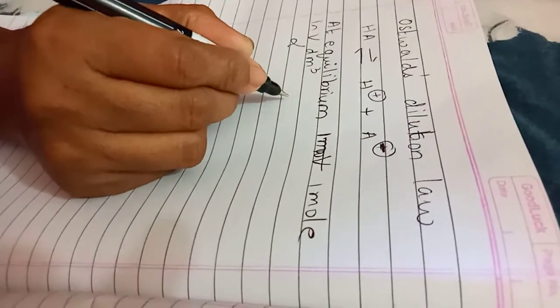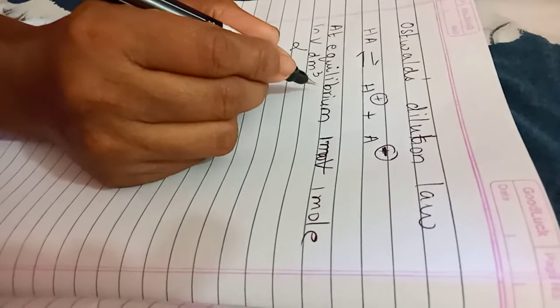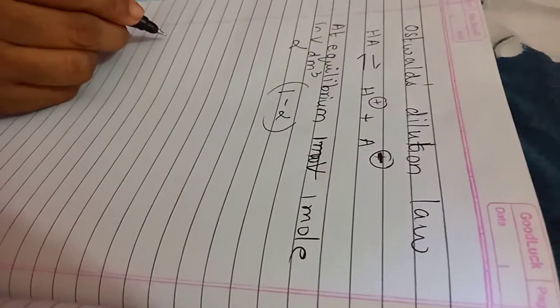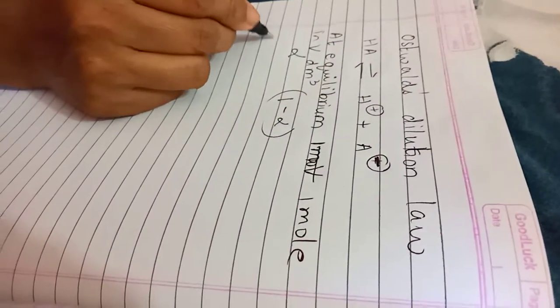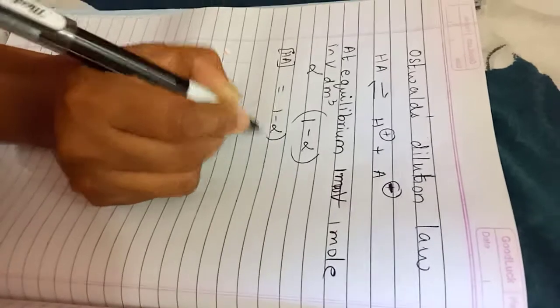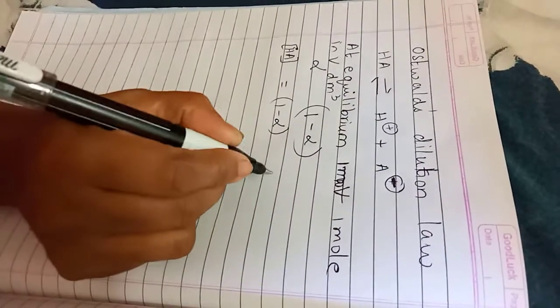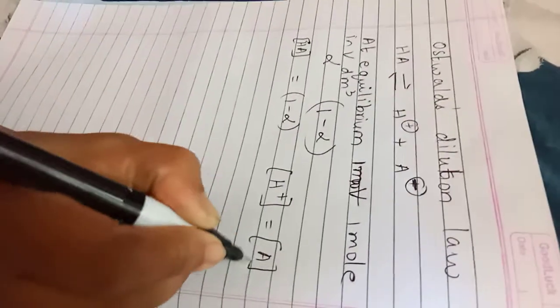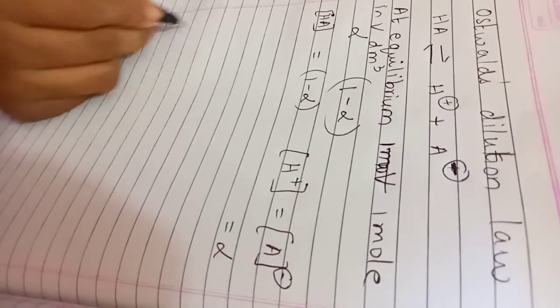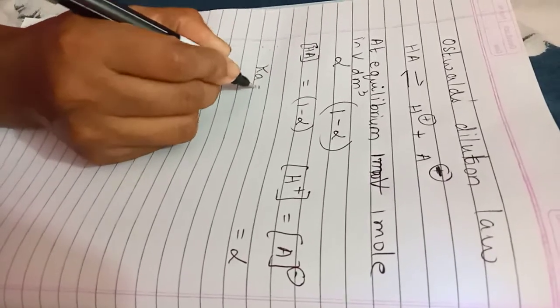So how many molecules of H plus and A minus are formed? They are alpha each, and the number of molecules of the weak acid remaining undissociated is 1 minus alpha. Therefore concentration of HA is equal to 1 minus alpha, because alpha is the degree of dissociation. Concentration of H plus is equal to concentration of A minus, which is alpha each.